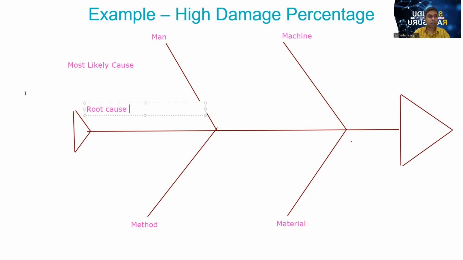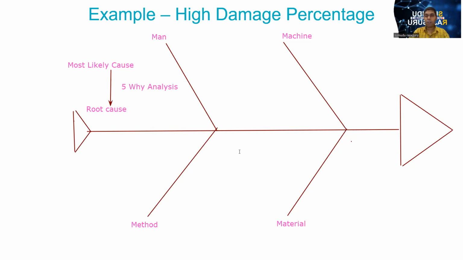Then how can we drive? That is the important thing. We have to follow the 5 why analysis. Through the 5 why analysis, we can dig down to the root cause from the most likely cause. So I would like to summarize a little bit.